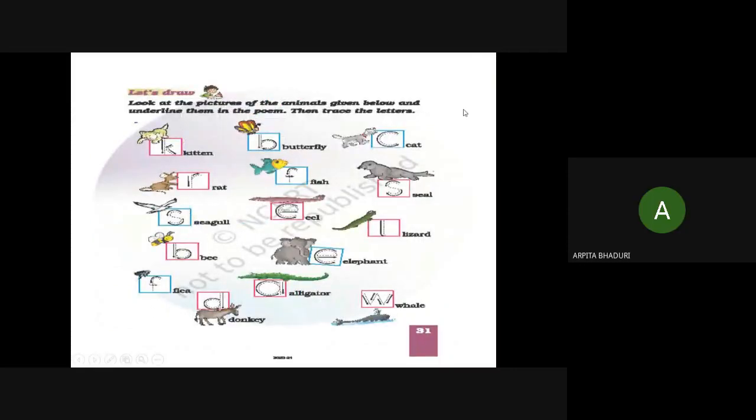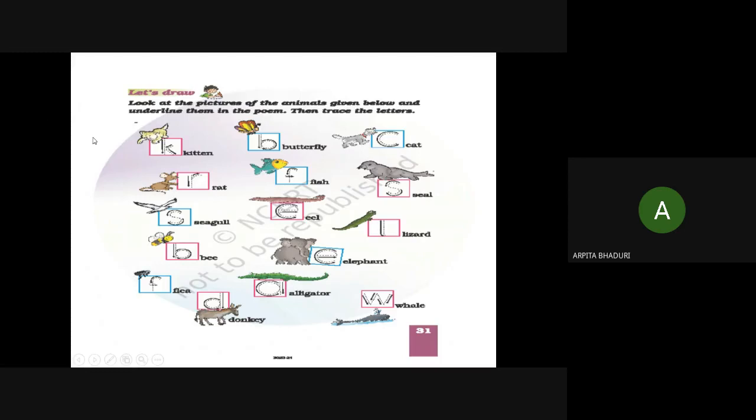So, now let us look into this picture. Have you seen the picture? Yes, ma'am. And quickly, can you tell me the names of the animals you can see? What is this? Kitten. Very good. And this is? Butterfly. Excellent. This is? Cat. Yes. Now, can you tell me what is the difference between cat and kitten? Cat is a mama and kitten is a baby of cat. Yes, very good. You said the correct answer.